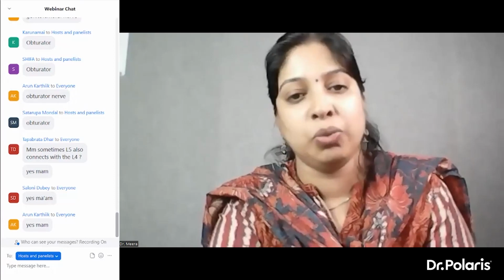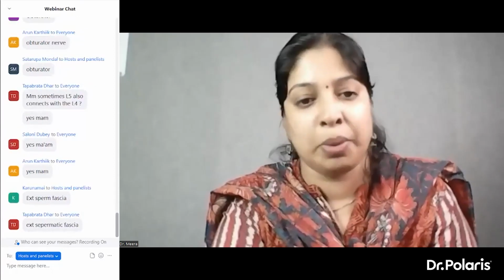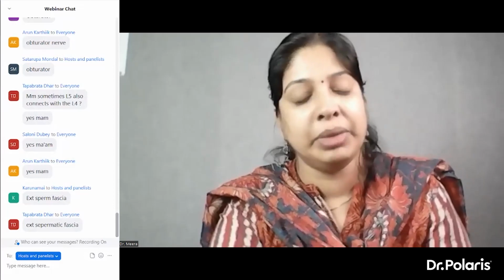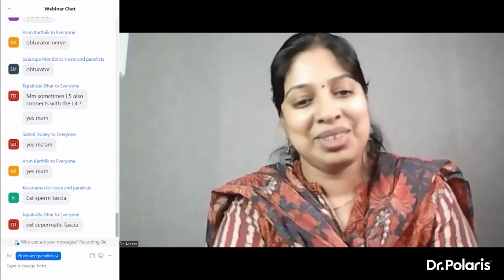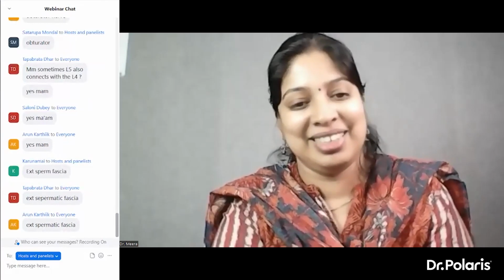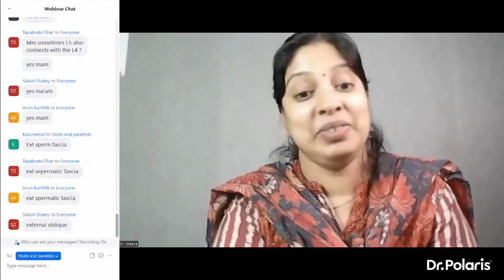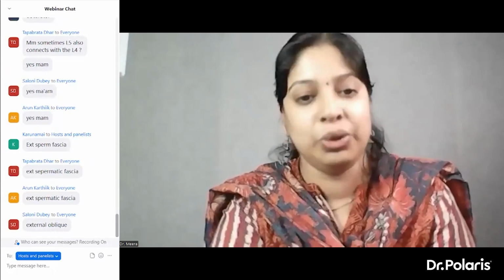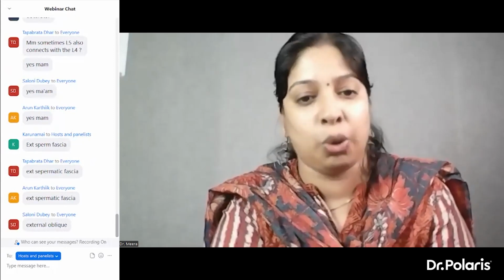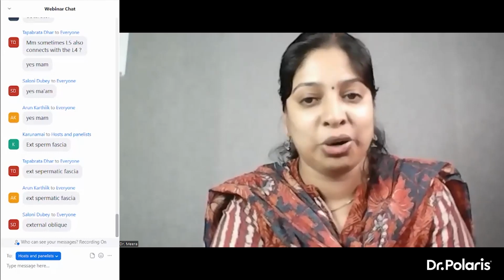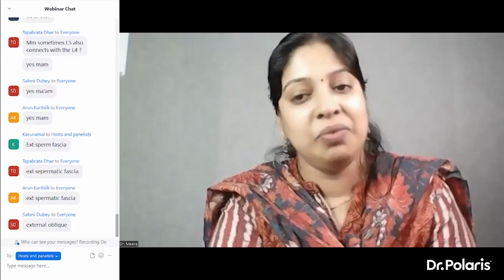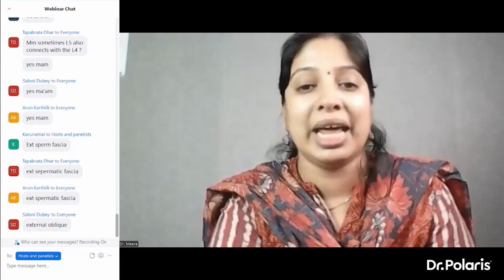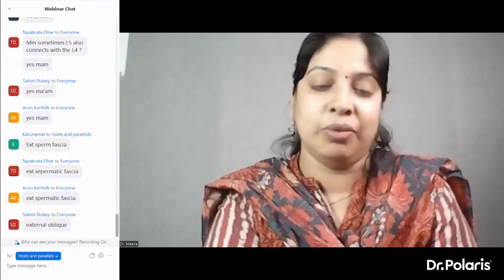So what were the 3 coverings of the spermatic cord? There were 3 coverings, right? From outside to inside, the outermost covering was called external spermatic fascia. What is it a continuation of? Just guess. Very good. External oblique. Saloni, very good. So the first covering of the spermatic cord is external spermatic fascia, which is a continuation of your external oblique muscle. Then what is the next covering?